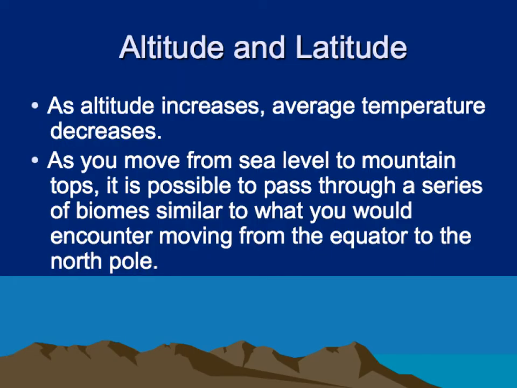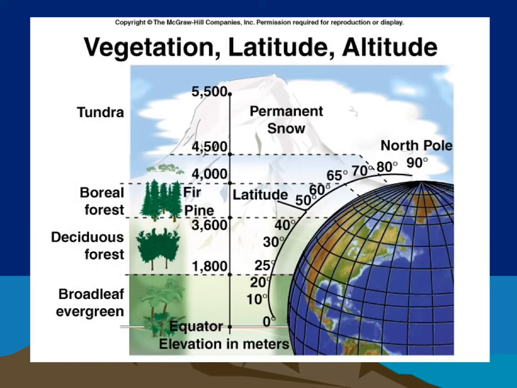Also, altitude and latitude. As altitude increases, the average temperature decreases. As you move from sea level to mountaintops, it is possible to pass through a series of biomes similar to what you encounter moving from the equator to the North Pole. Here we see vegetation by altitude and latitude. Again, as the elevation increases, we see a colder environment. As we move away from the equator toward the North Pole, we see a colder environment.